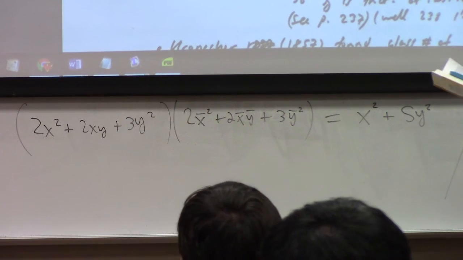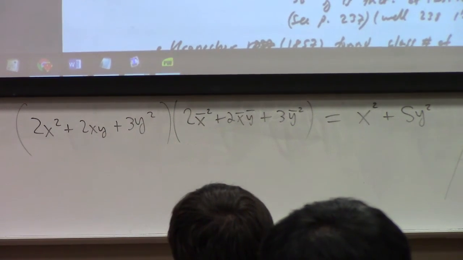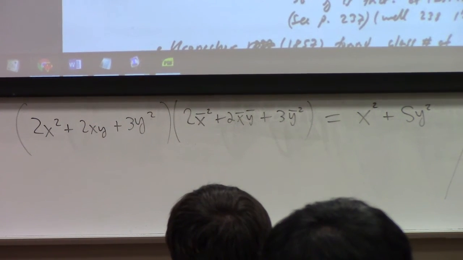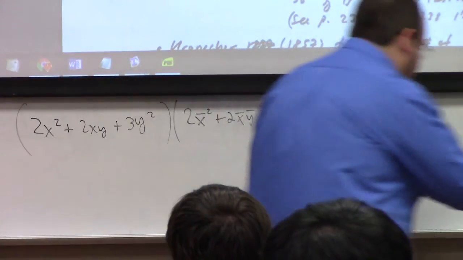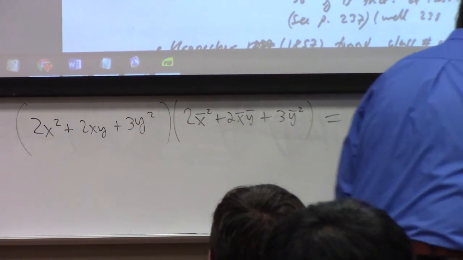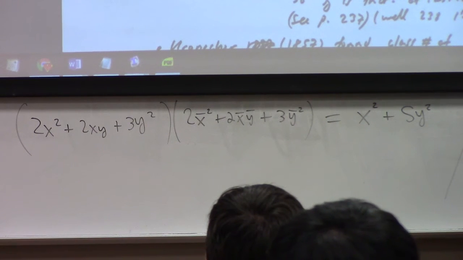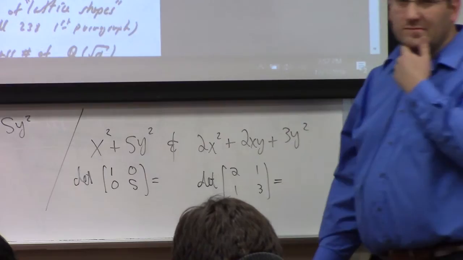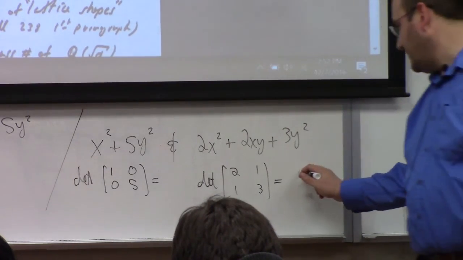These are both, what's the determinant of both of these forms? So this has matrix what? 1, 0, 0, 5, right? This has matrix what? So what's the determinant? Five and five, right?